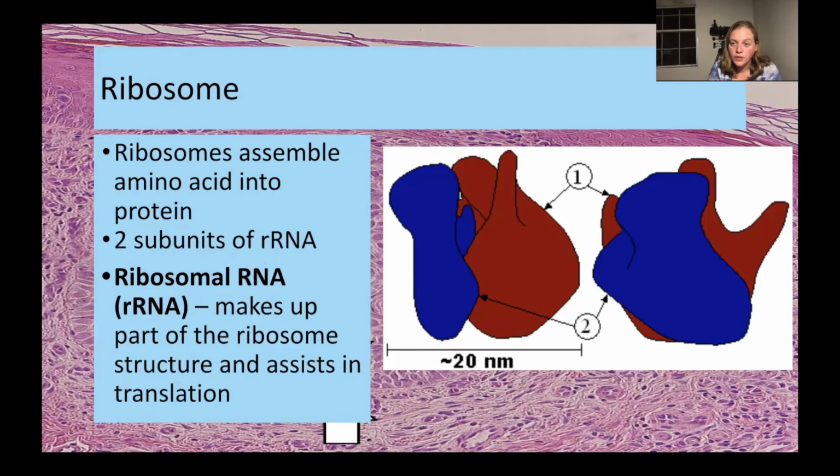Now, there are differences in the ribosomal RNA between different species, and there are some very distinct differences between prokaryotes and eukaryotes when it comes to the ribosome. So we can get an idea of the evolutionary history of organisms by looking at their rRNA sequence.